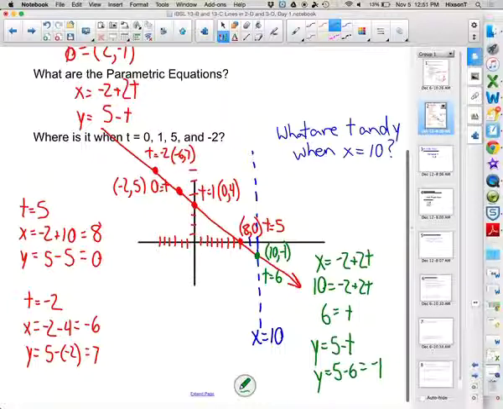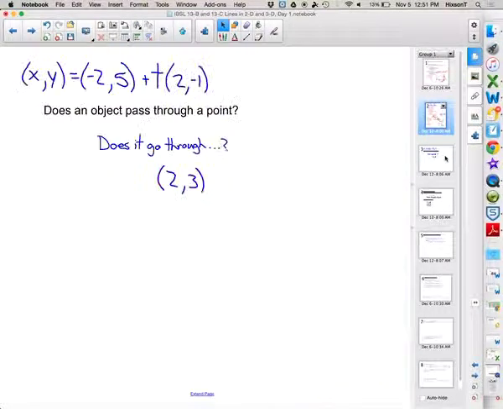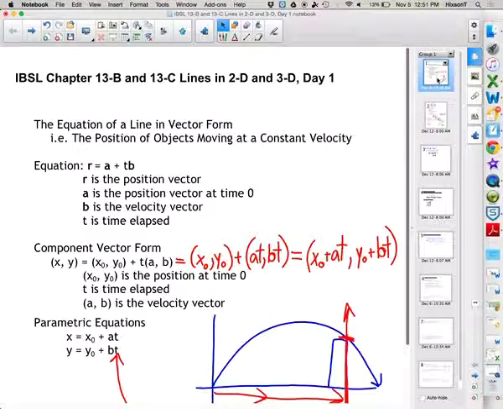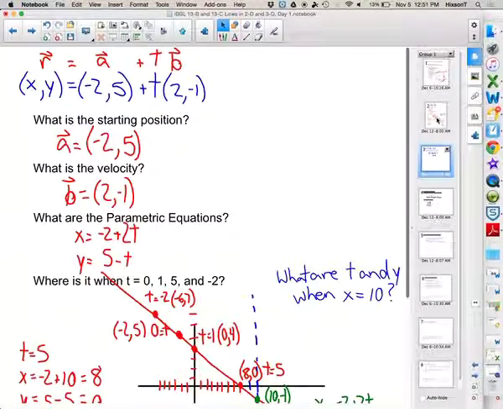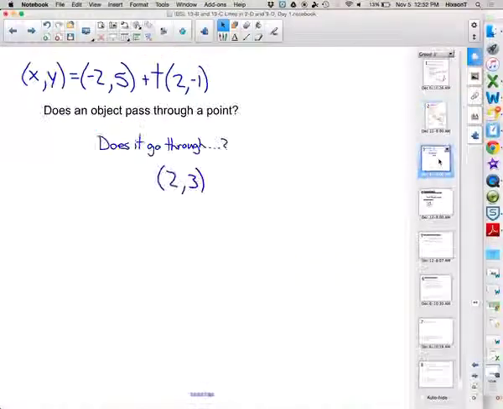Alright. Let's try a couple others. What I'm doing is I'm trying to relate these equations to a few different kinds of questions that we could come up with. Alright? So this first one is, what's the starting position? What's our velocity? What are the parametrics? Where are we at different times? Those are just basic questions. So now taking it a couple steps further, does this object actually hit this point (2, 3)?